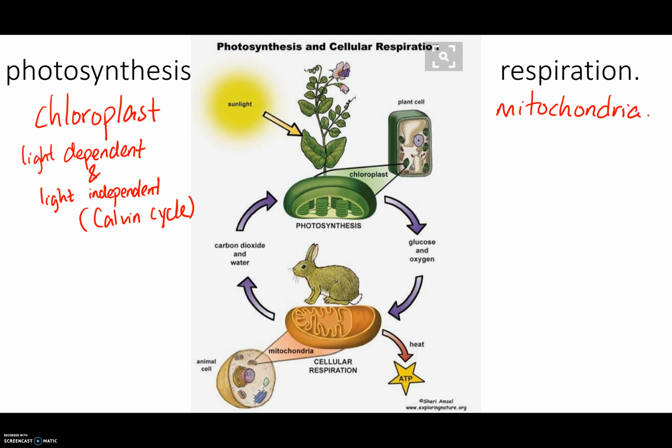So for mitochondria, you had 3 steps, correct? The first step is glycolysis, and then the next step is the Krebs cycle, and then last is the electron transport chain.